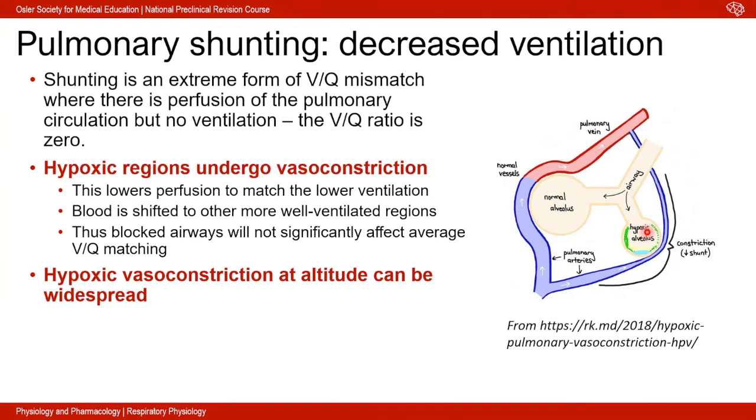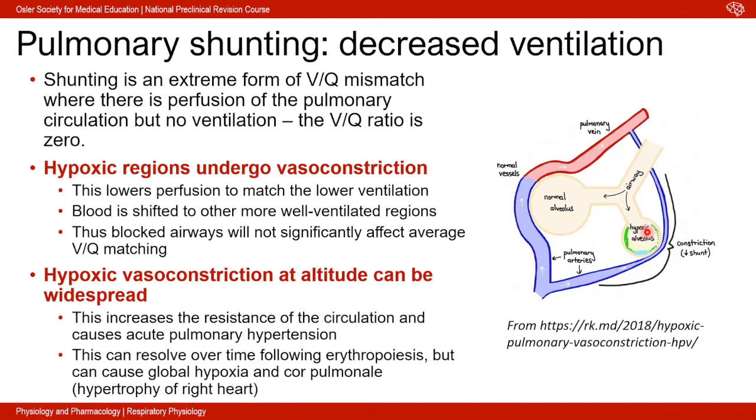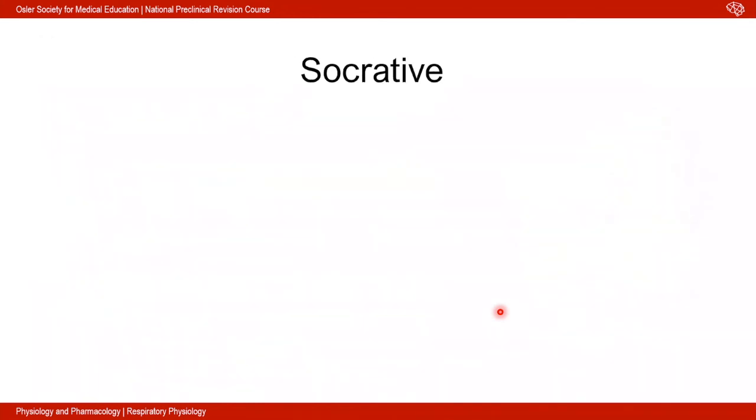But this can happen to a significant degree at altitude, which can be devastating because it completely shuts down your lungs. It can resolve over time, but it can cause problems with your heart, particularly this thing called cor pulmonale, which is where your right heart muscle gets really big. It can lead to complications down the line. Brilliant. So let's go on to operative once more.